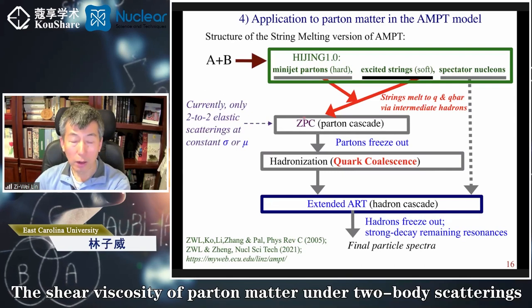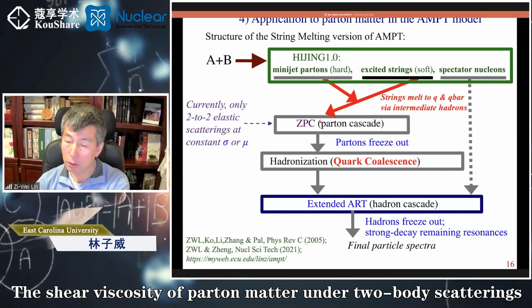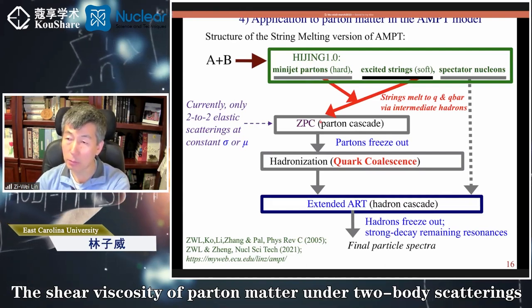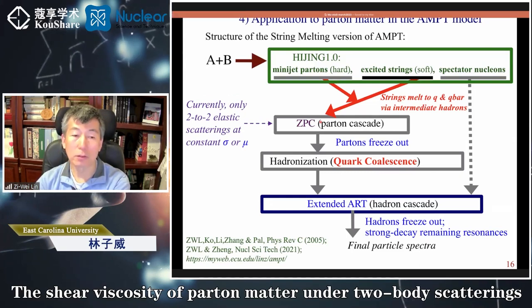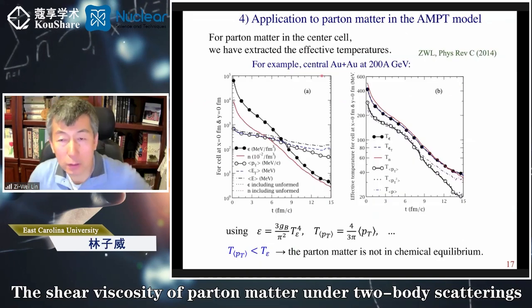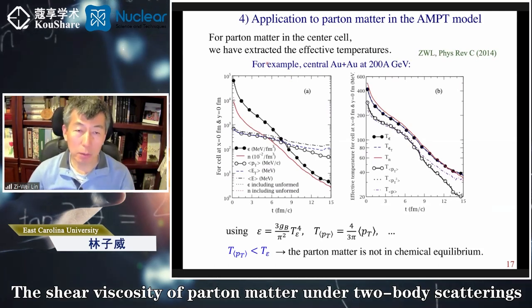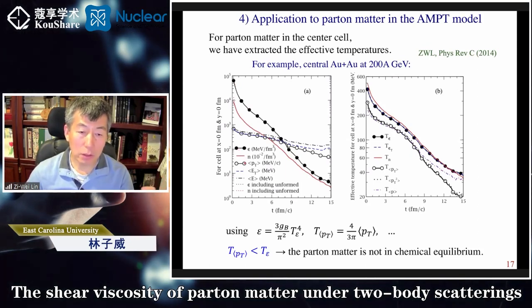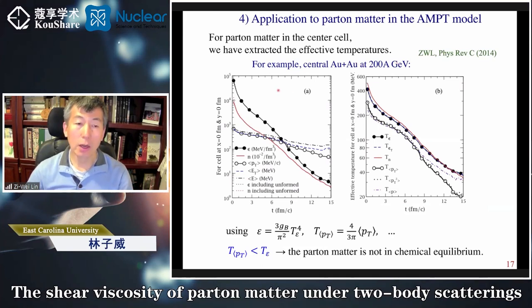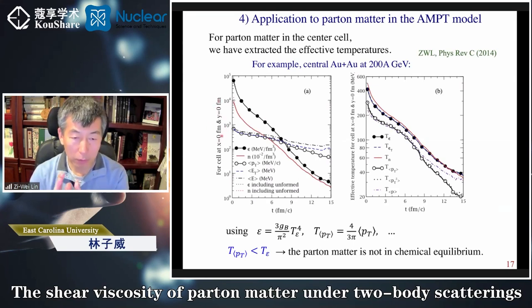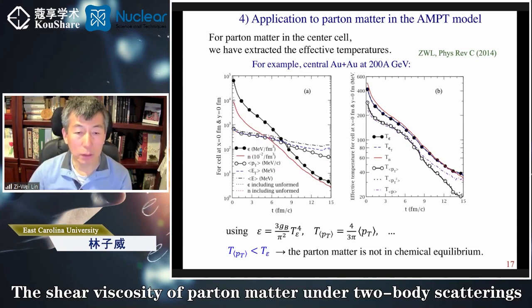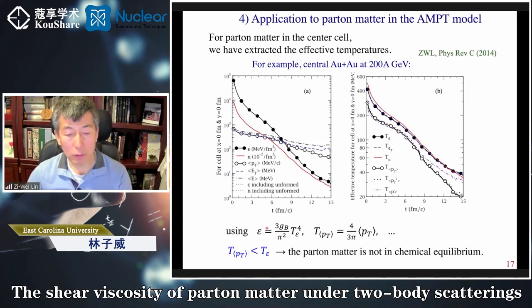And so far, the parton cascade ZPC in AMPT only includes 2-to-2 elastic scatterings with a constant cross-section, sigma, which is produced by a constant screening mass mu. And then some years ago, we studied the parton matter evolution. For example, the energy density in central Au+Au collisions at 200 GeV as a function of time in the center cell, around x, y of zero and around mid-pseudorapidity. And we looked at how the energy density epsilon changes with time, how the parton density changes with time, and also how the mean pT of the partons in the cell, or mean ET or mean energy, etc., change with time.